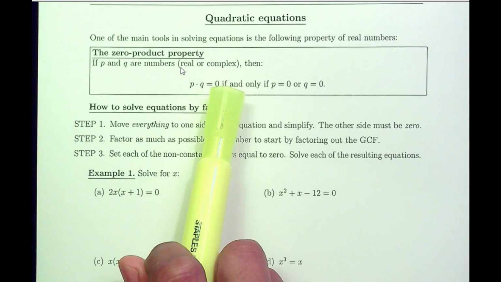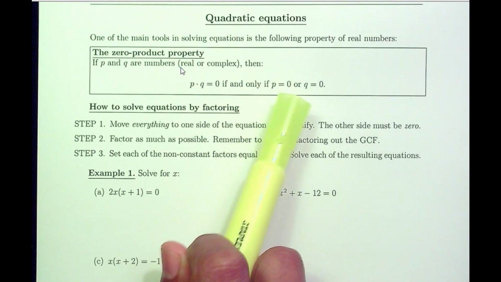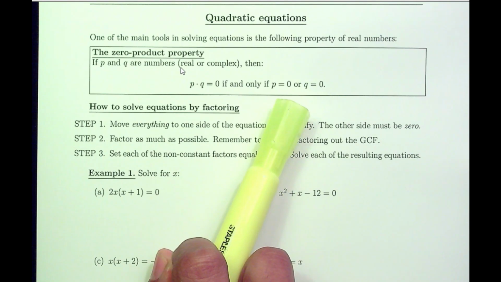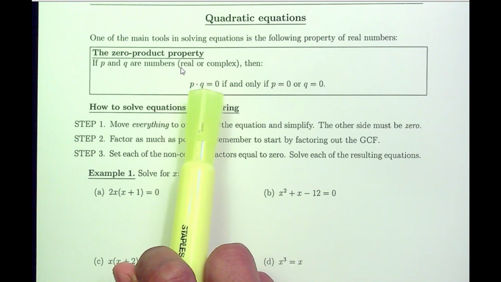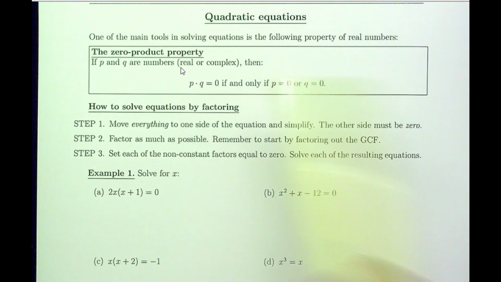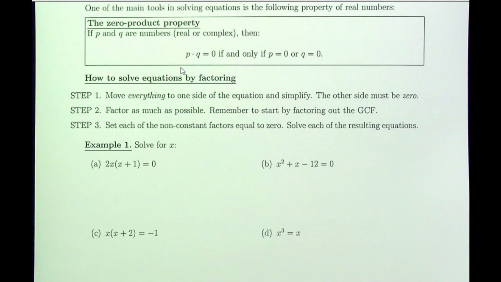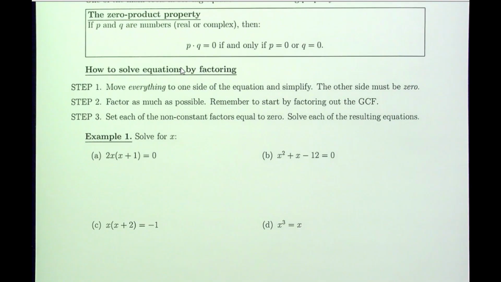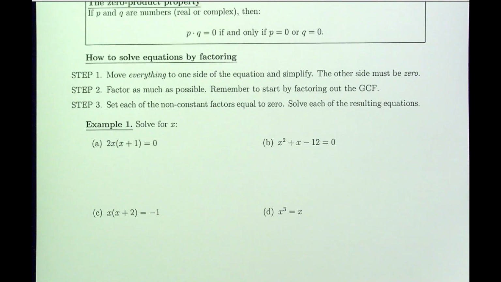So if P times Q equals 0, then it has to be the case that either P is 0 or Q is 0, or maybe both are 0. But that's the only way in which the product of two numbers could be equal to 0, if at least one of them is equal to 0. So based on that property, then we can come up with this method for solving equations. The method of solving equations by factoring.